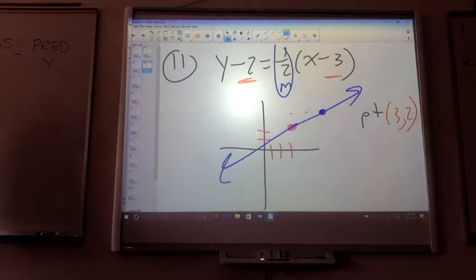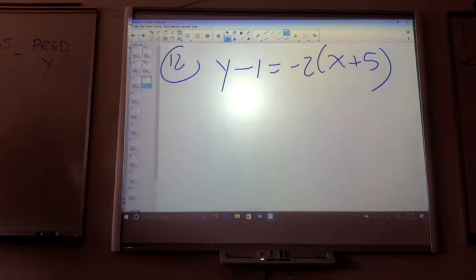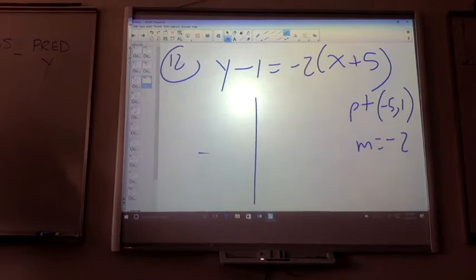Number 12. Again, we're using point slope. Okay, what's my point? 2 and negative 5. Slope? There you go. Oh, so it's the inverse. So down 2, right 1.